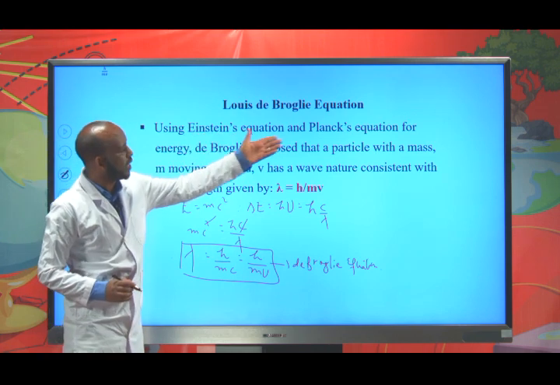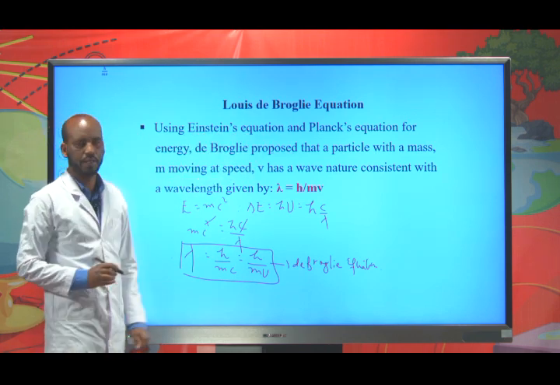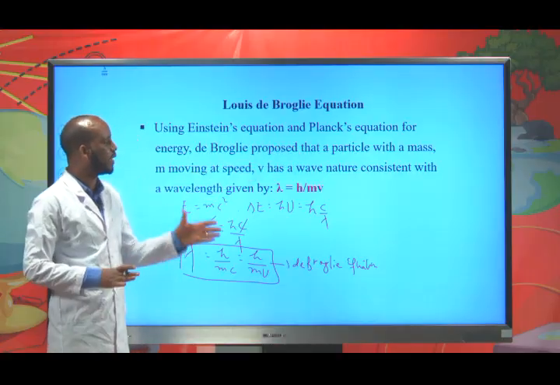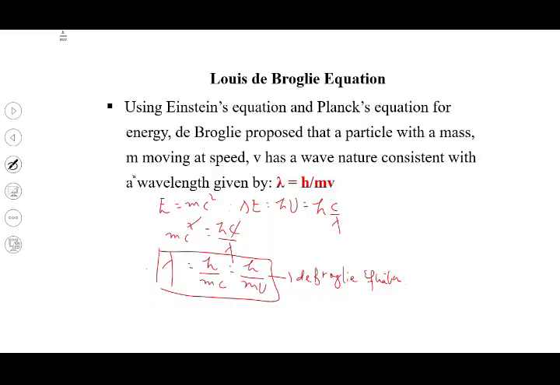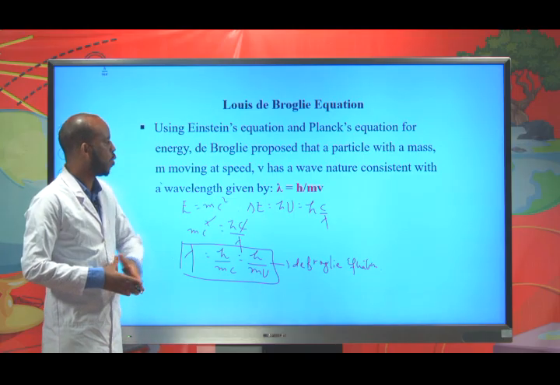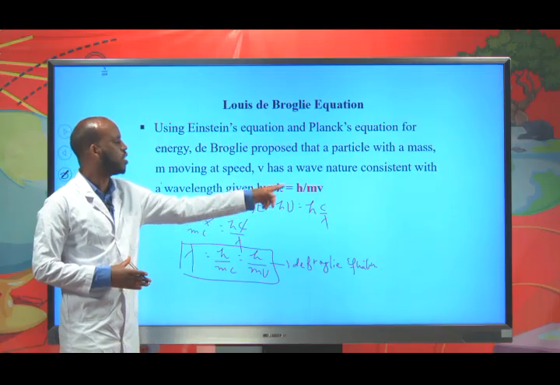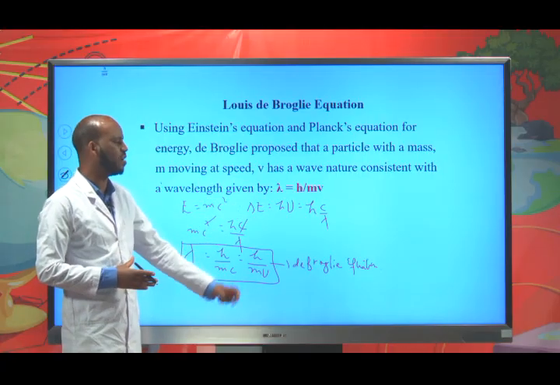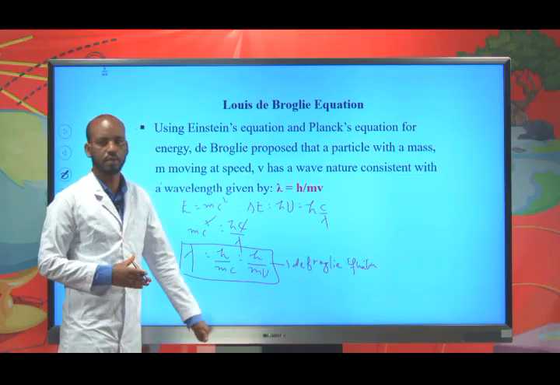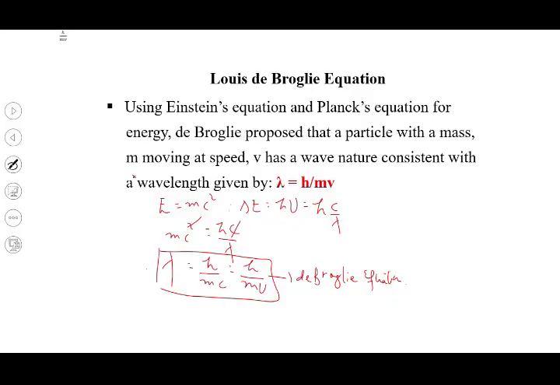Using Einstein's equation and Planck's equation for energy, de Broglie proposed that a particle with a mass m moving at a speed v has a wave nature. You see, wave nature, because wavelength is the property of a wave. Wave nature consistent with a wavelength given by wavelength equals h, Planck's constant, divided by mass of the particle times v, the velocity of the particle. Lambda equals h divided by mass times velocity is de Broglie's equation.